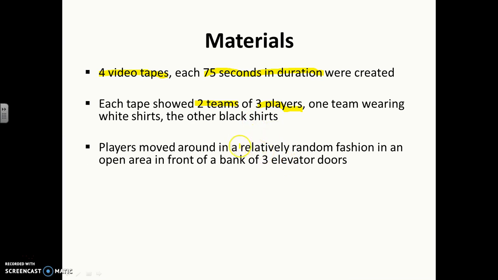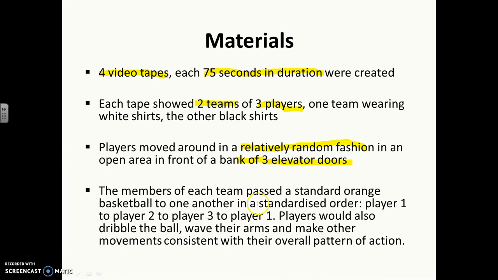Players moved around in a relatively random fashion in an open area in front of a bank of three elevator doors. If we're looking forward to some criticism here, they're moving in a relatively random fashion. They obviously weren't rehearsed to the point that they all ran around in exactly the same way. That could be important in terms of where your eyes go and whether a particular movement grabs your attention. So some of the differences in the results might be down to the fact that it's relatively random, but it isn't planned. It isn't identical.